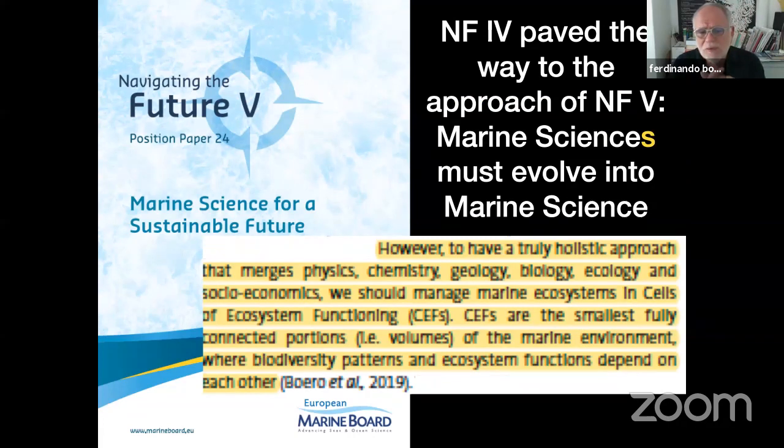In Navigating the Future 5, there is direct reference to the cells of ecosystem functioning. However, to have a truly holistic approach that merges, and these are the main disciplines: physics, chemistry, geology, biology, ecology, and socioeconomics. We have to manage marine ecosystems as units of conservation and management, as cells of ecosystem functioning. They are the smallest fully connected portions, that is volumes, of the marine environment, where biodiversity patterns and ecosystem functions depend on each other.